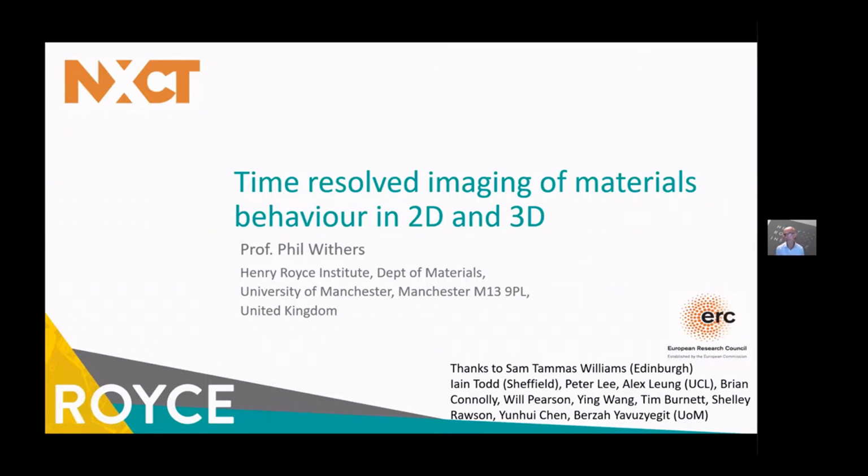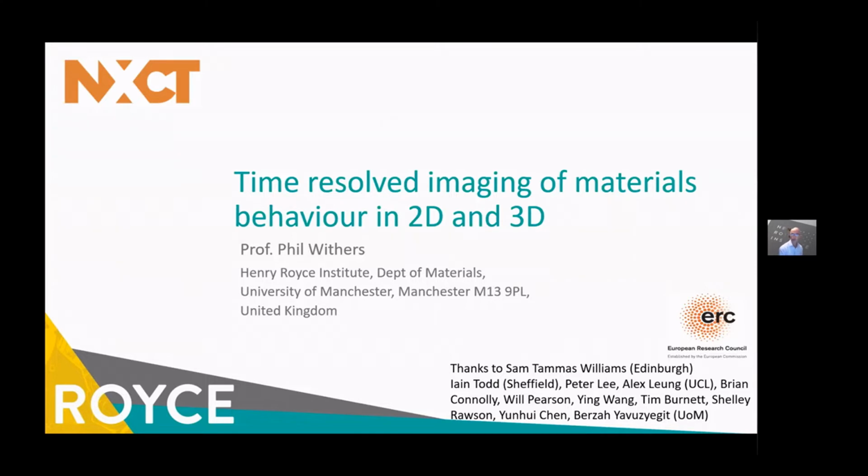What I was aiming to do in this talk was to give an overview of some of the things that can be done with time-resolved imaging, particularly looking at degradation and behavior of materials. Starting off in 2D, but then moving to 3D imaging, and maybe some of the results will inspire people to consider doing their own 2D and 3D imaging experiments.